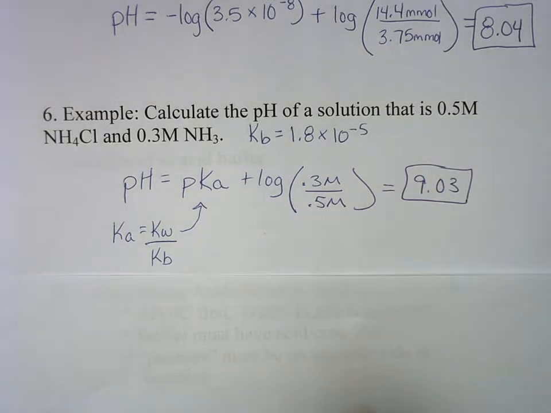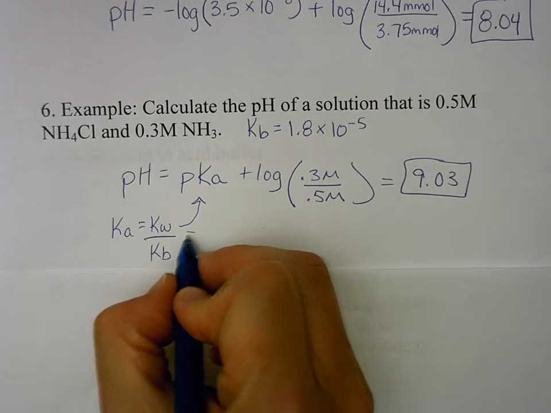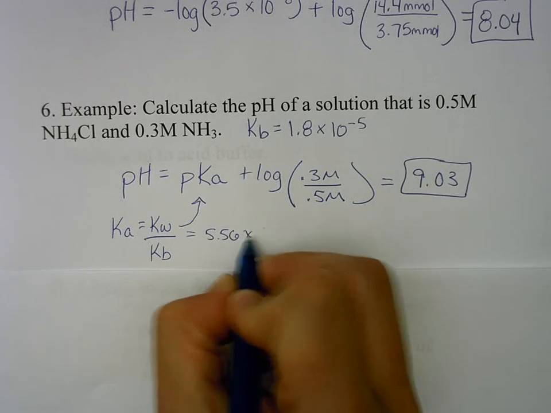Because the Ka value you get is like 5.56 times 10 to the negative 10. So then you negative log that.